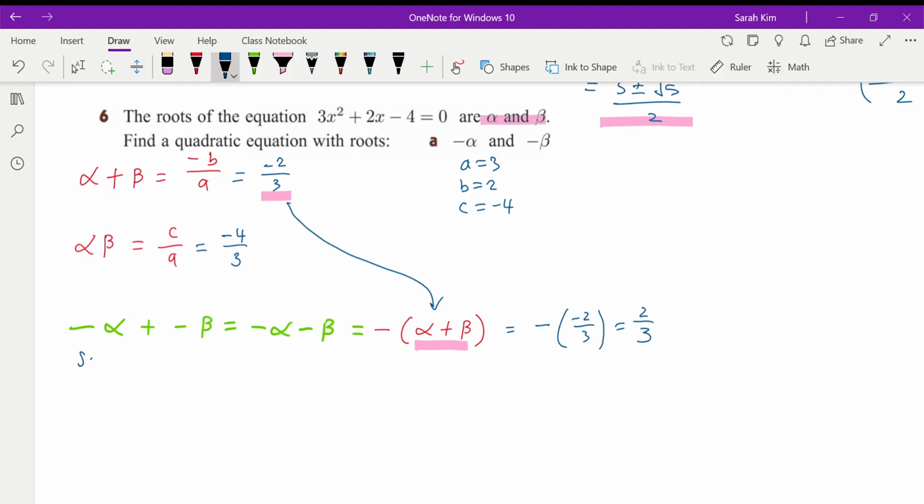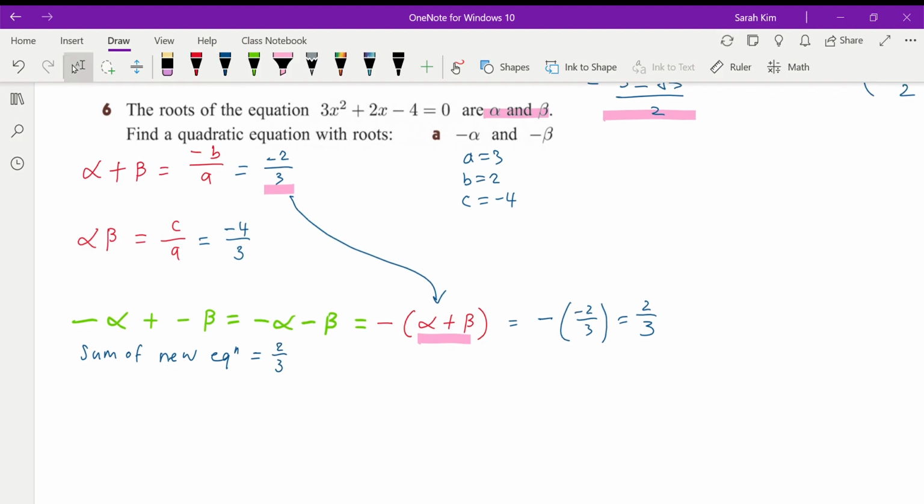So the sum of our new equation is 2 over 3. That's what we know. Cool. Which is also known as negative b over a. So I can already tell what a and b are, but I'll wait until I do the other one.